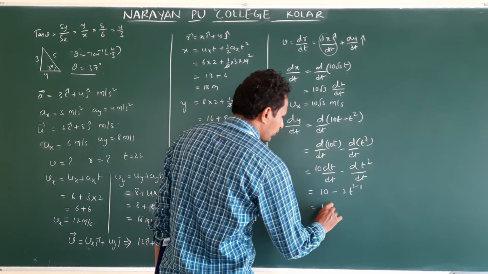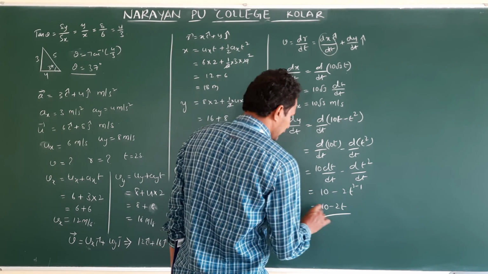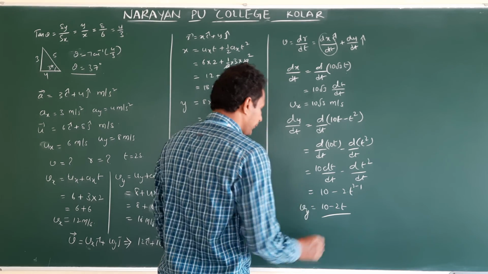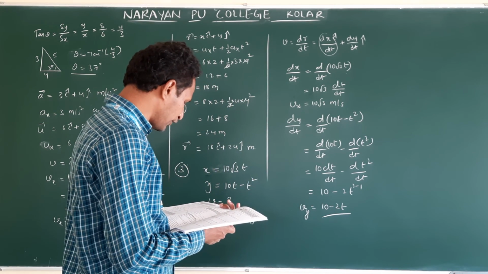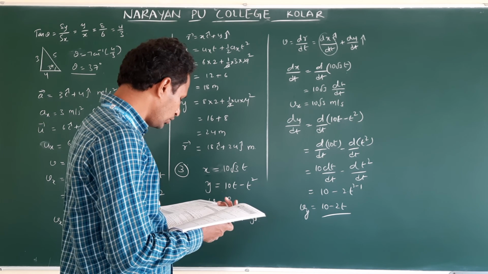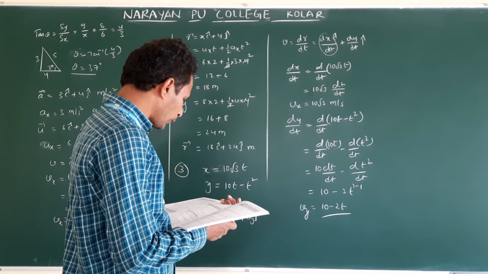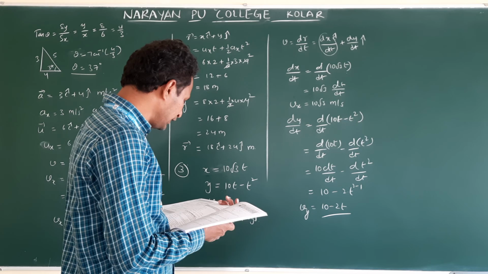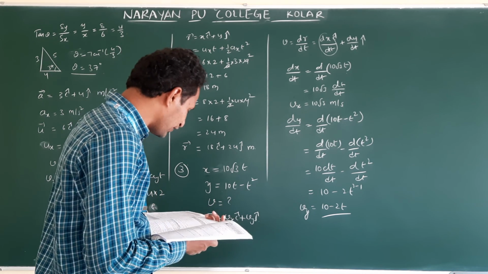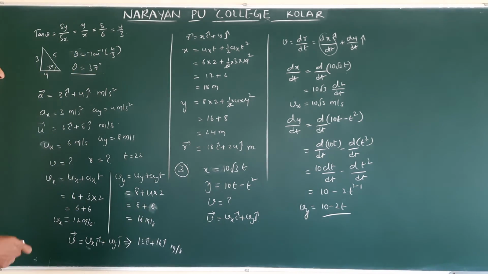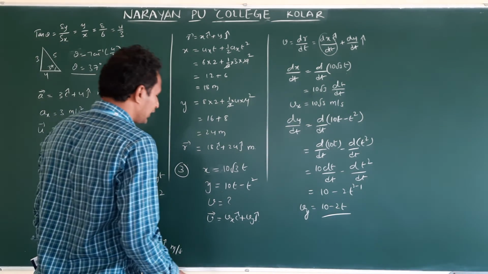So this is 10 minus 2t. This is what v y. What is the time t? Find the final velocity after t. Find the not final velocity. They are asking initial velocity. We took final velocity, but they are actually asking initial velocity.